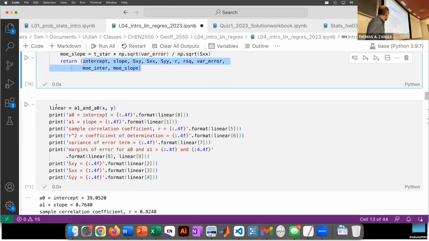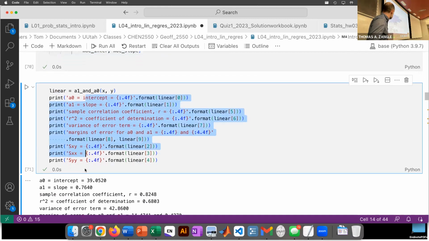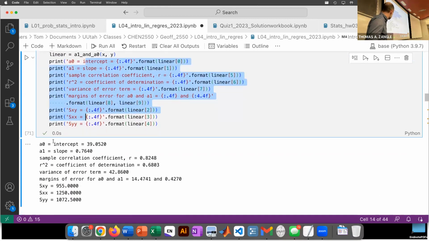And when we do that, we're going to take all of those values and put them into an array that we're going to call linear here. And we're using that function A1 and A0 that we just described with our data X and Y that we measured, for extraction efficiency versus extraction time. Then our code here is just going to print all of those different values.